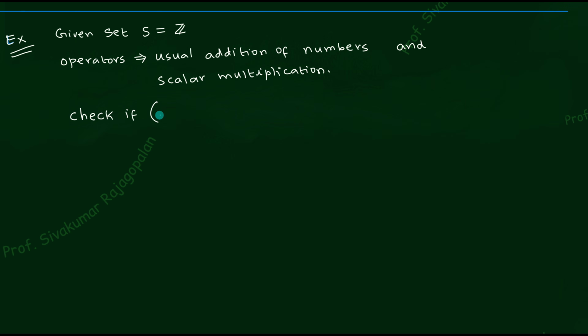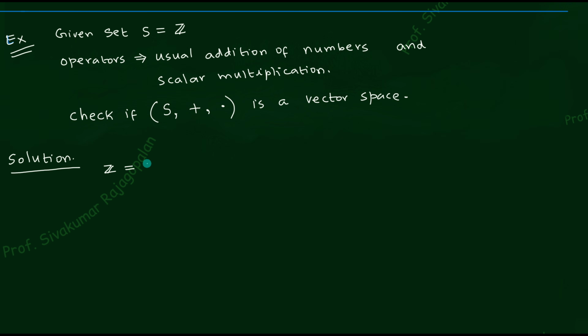Check whether the capital S, comma, plus, comma, dot is a vector space. So you know the understanding of this kind of meaning. You are asked to verify whether the given set is a vector space under the plus and dot. Okay, that's the meaning. So it's a very simple one. Let us take the solution.